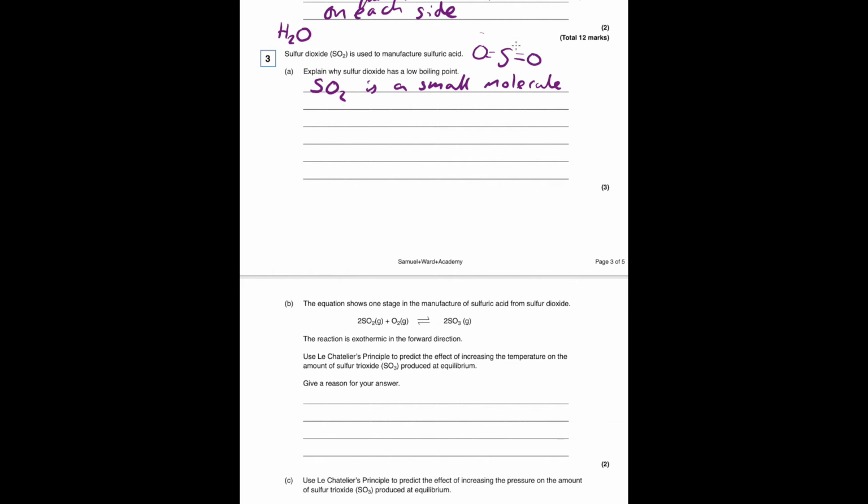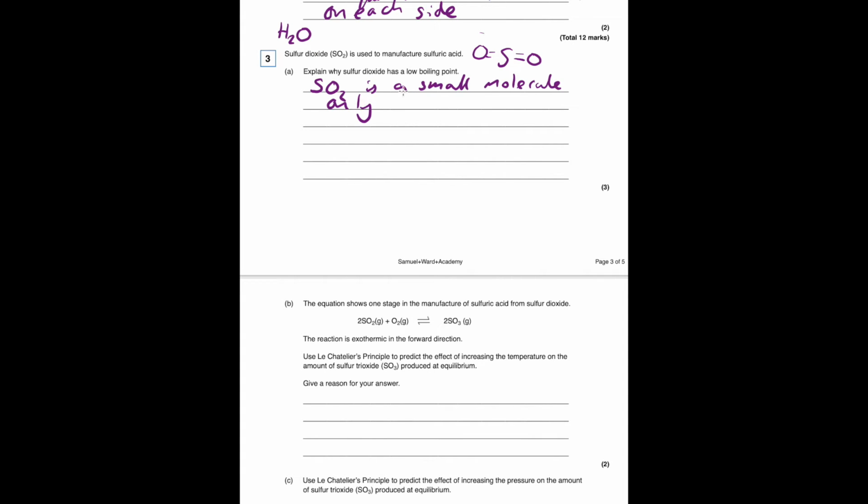But what does change is the distance between multiple molecules of sulfur dioxide, because we're not just talking about one molecule, we're talking about lots of the molecules. And so we talk about intermolecular forces that act between those molecules and hold them close together. But intermolecular forces are very weak, and so only a little amount of energy is needed to separate the molecules.